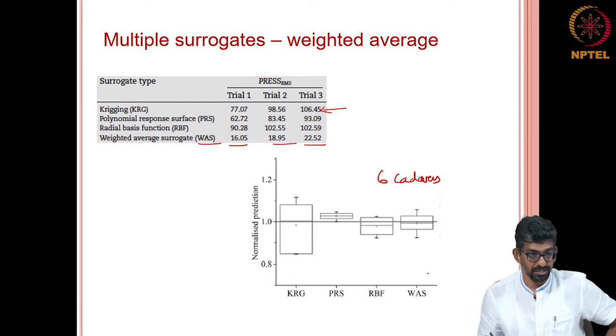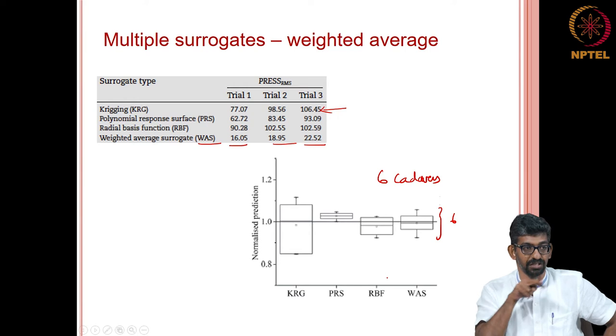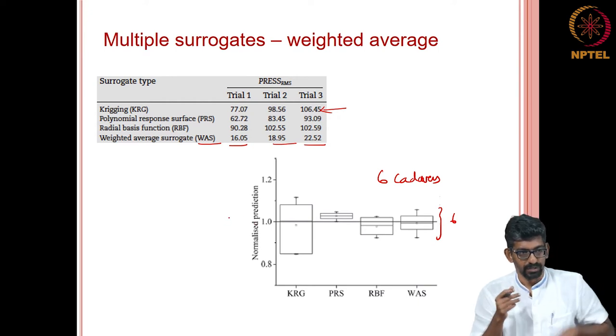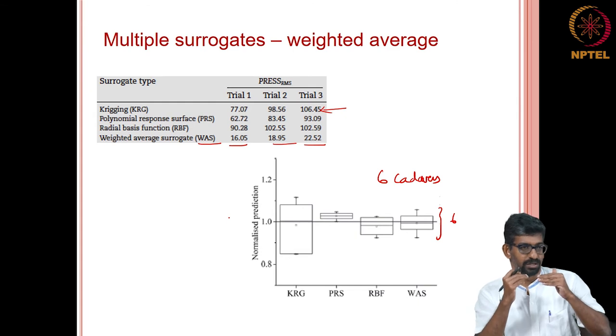What this plot gives is the variations with respect to the 6 cadaver bones that we tested. What we do is we give the inputs and then we ask our pullout calculator to give out what the pullout strength is. So WAS gave a different value, RBF gave different, PRS gave different, Kriging gave different. We compared it with the actual value from that cadaver and took a ratio of that. So if it is 1, then my prediction is very close to the actual value.